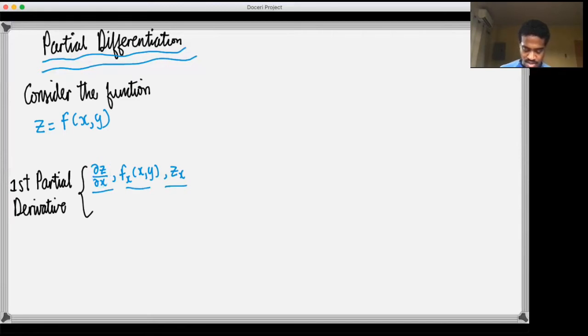You notice it is not written as a normal D, but it is a bent D, and that D is pronounced del. So this entire thing is called del z on del x. That's how we say it. That's very key as well. You want to make sure you're saying the proper thing in your mind. So it's del z on del x, and that is the first partial derivative of z with respect to x.